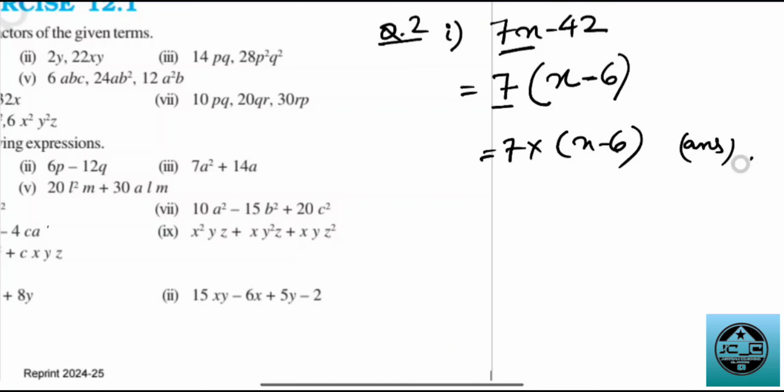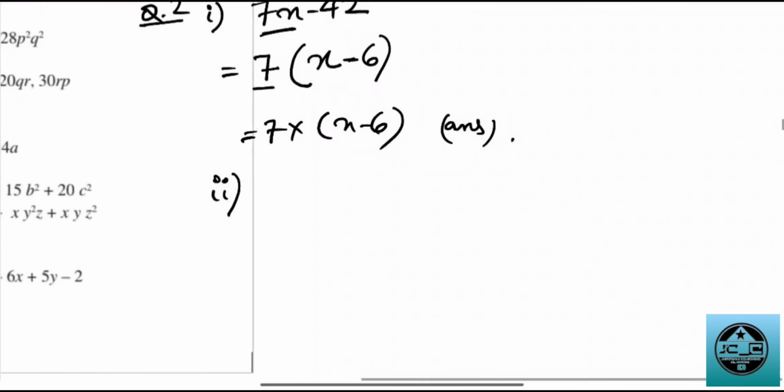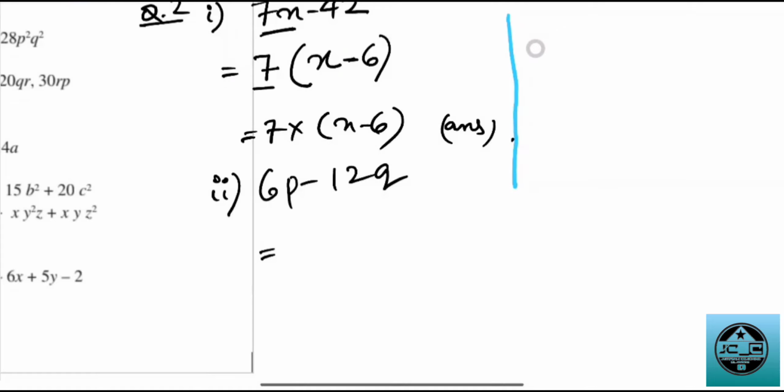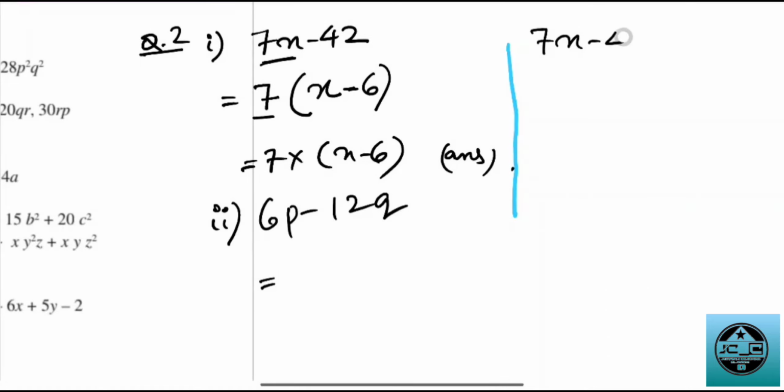Is that clear? Now in the second one we'll do one thing. The second question is 6p minus 12q. What is the common factor here? Or else you can use one more method. Directly, see the same thing in another method with 7x minus 42.